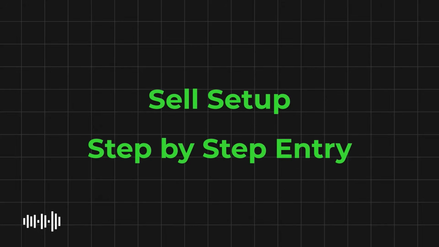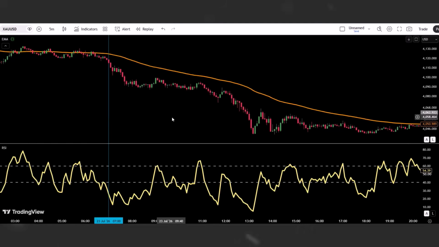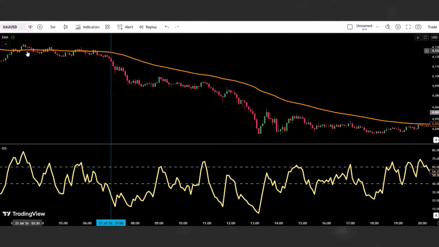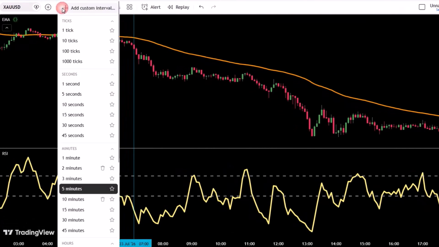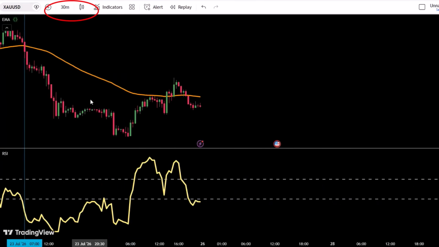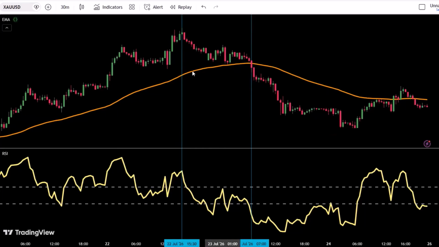Sell setup, step-by-step entry. Now let's walk through a real sell setup and see how the same rules work in the opposite direction. We start by looking at the bigger picture. Before taking a trade on the 1 minute or 5 minute chart, switch to a higher time frame such as the 30-minute or 1-hour chart. This time we are looking for a downtrend. The price should be making lower highs and lower lows. In other words, each swing high should be lower than the previous one, and each swing low should also be lower than the previous swing low.